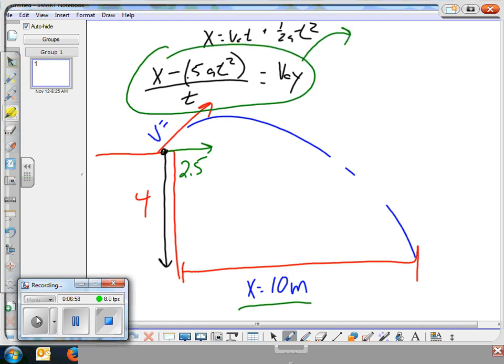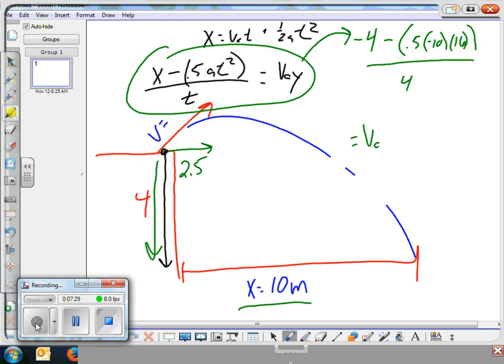But starting with the x, that is then a negative 4, because it's going down, right? And then we have a minus, and it's 0.5 times a negative 10, because that acceleration is down. And then our t, which I just erased, was 4 seconds. So you square that and you have a 16. Okay, and you divide that by 4, and then that will equal our v sub naught in the y direction. So if we plug and chug, our number should show us that it's 19 meters per second.